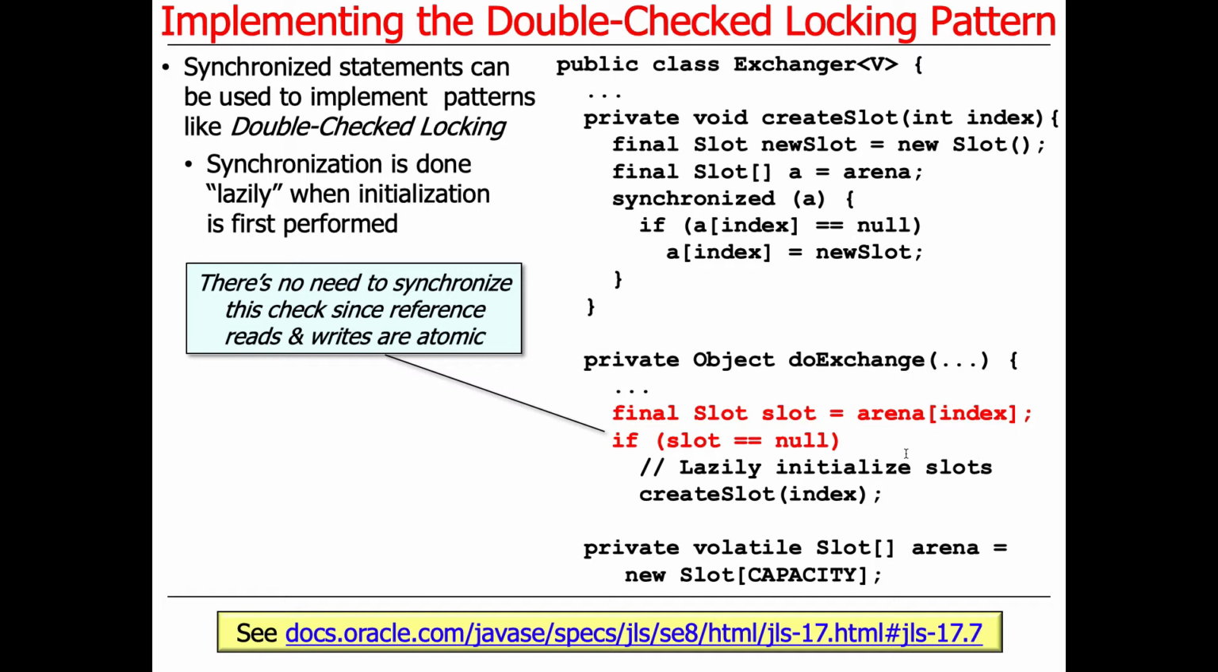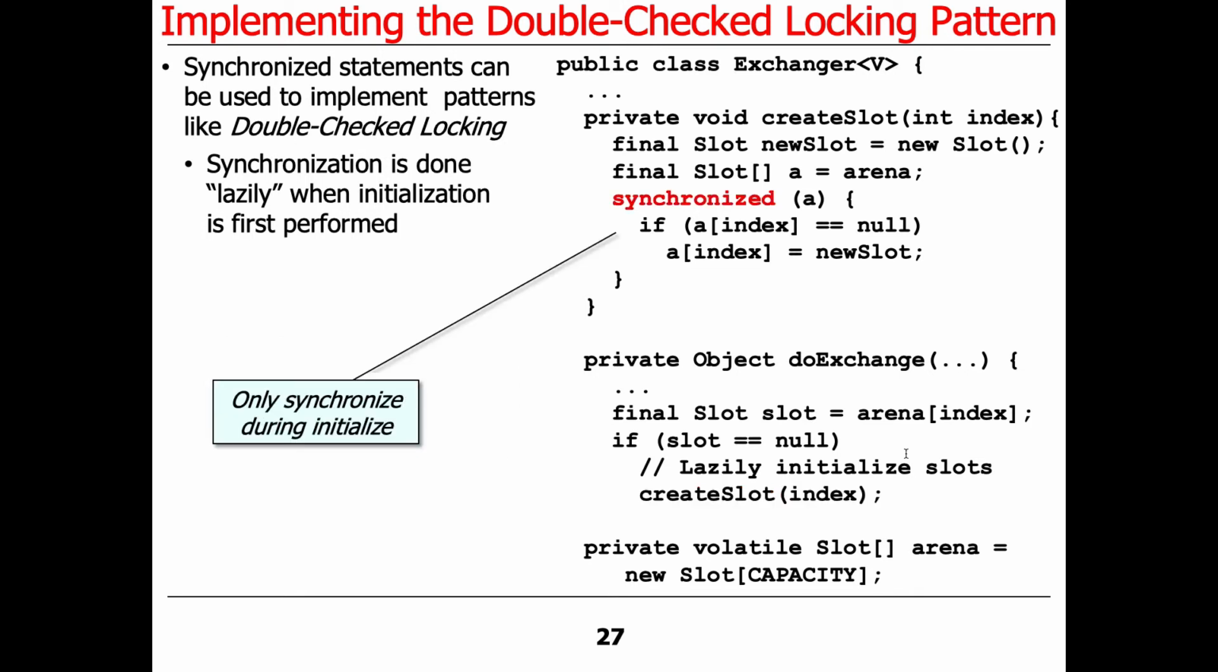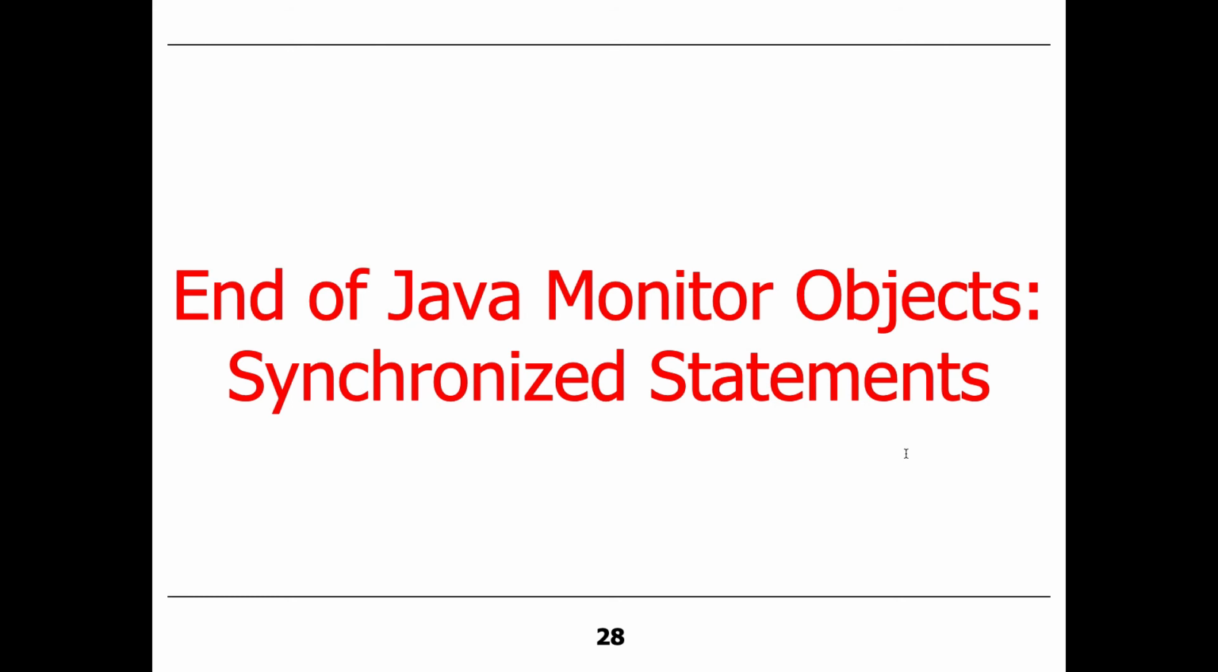So you can see that slot is a reference to a location in the arena array. So here's arena, it's an array. Array subindex gets you slot, which is a reference, and reads and writes to references are atomic. Go figure. And so we can check it here this time. This is an atomic check. And we only go ahead and create a new slot if it's null. So it'll check on the first time in. And we only synchronize during the initialization phase. Okay, so that was just an illustration that double check locking appears in all kinds of unusual places, including in places that use synchronized statements in Java.